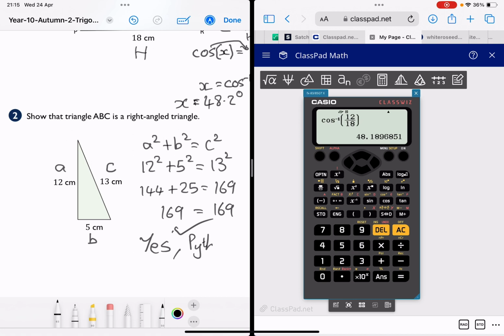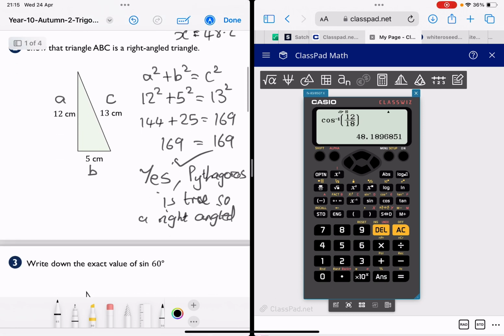Pythagoras is true. Yeah, so a right angle. Sorry about the writing. A right-angled triangle. Okay? If it wasn't true, if these things didn't add up, obviously we say it wasn't a right-angled triangle, and the right angle will be there opposite the 13 squared.